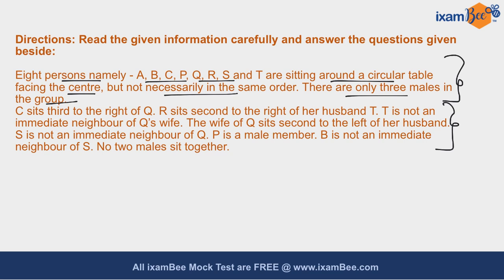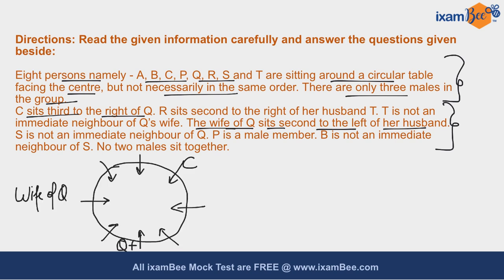Now it is given to you that C sits third to the right of Q, and you also know that the wife of Q sits second to the left of her husband. That clearly means that Q is a male member because the wife of Q sits second to the left of her husband. So basis on these two directions, we can have the following diagram, wherein I have placed Q over here, which is a male member, and you know that C sits third to the right of Q, and this is the position of wife of Q.